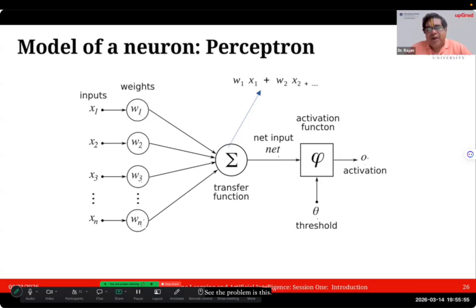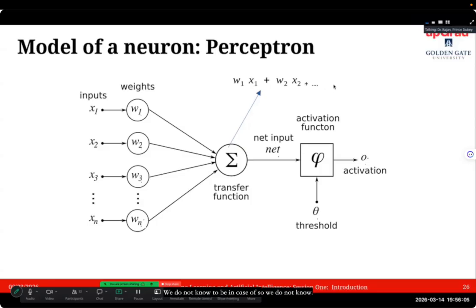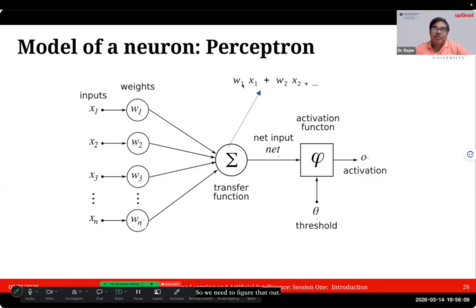See, the problem is this. Let's take a step back. Do we know the values of W1, W2, W3, etc.? We do not know to begin with. Yes, exactly, in case of an image, we don't know. So we need to figure that out. To figure that out, we need to tell the neural network your output is correct, your output is incorrect. We have to tell the neural network. So this can only be supervised learning. If we are doing classification, it can only be supervised learning.